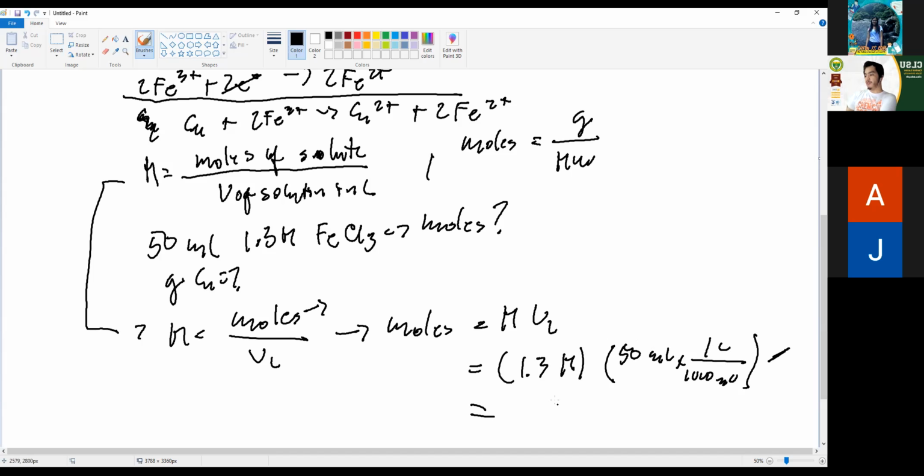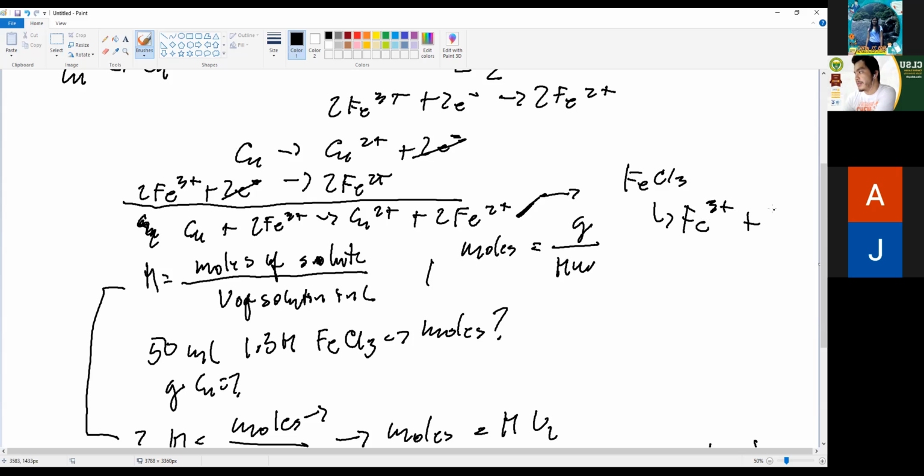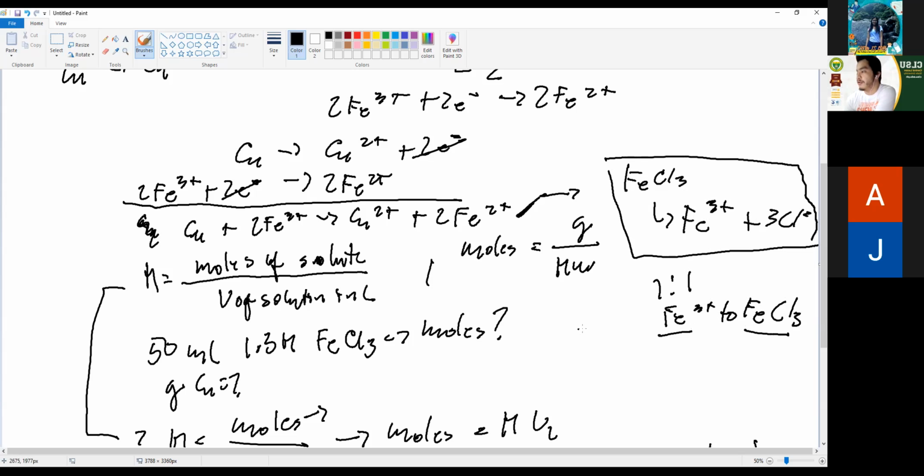Sir, asan yung FeCl3 dito sa balance reaction? So, dyan papasok yung stoichiometry. Diba, sa FeCl3, kapag natunaw, you have Fe3+ at 3Cl-. Diba yan yung balance reaction nitong reaction na to. So, ibig sabihin, you have 1:1 ng Fe3+ to FeCl3. So, essentially, kung alam mo yung concentration ni FeCl3, alam mo din yung concentration ng iron. And then, from iron, malalaman nyo yung concentration ni copper doon sa balance reaction. Ayan. So, ngayon, going back.